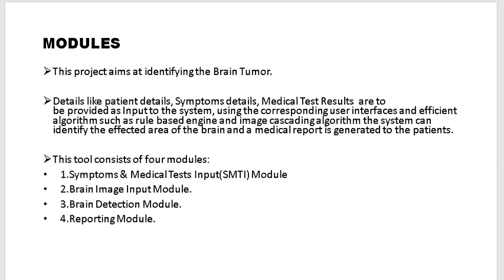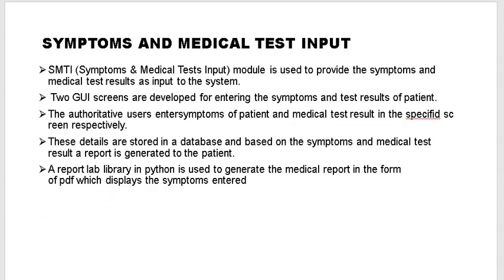The module tells us about identifying the brain tumor. Here we have a tool that consists of 4 modules: symptoms and medical test input, brain image input module, brain detection module and reporting module. The symptoms and medical test input module is provided to give the symptoms and medical test results as input to the system. The authoritative user enters symptoms of the patient and medical test results in the specified screens respectively, and a report lab library in Python is used to generate the medical reports in the form of PDF which displays the symptoms entered.